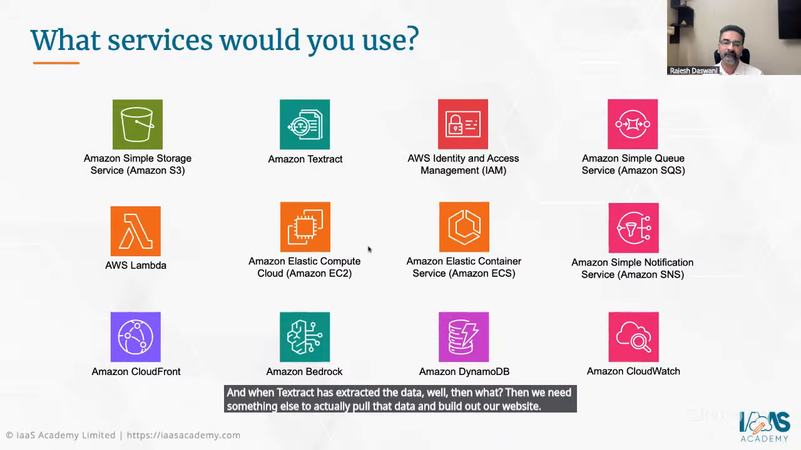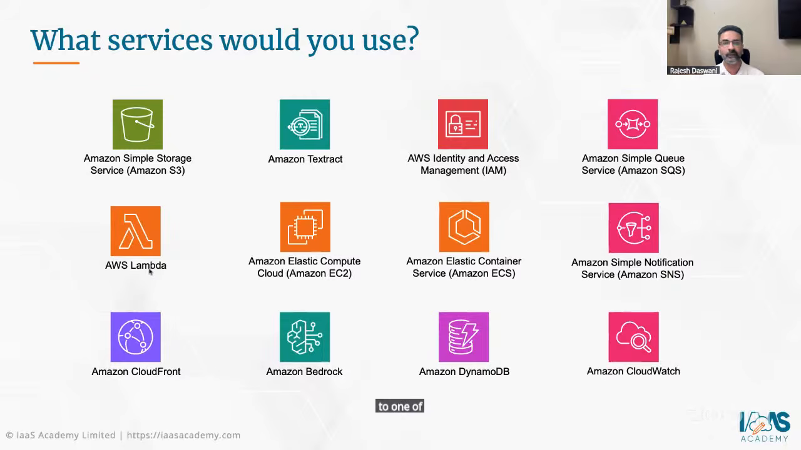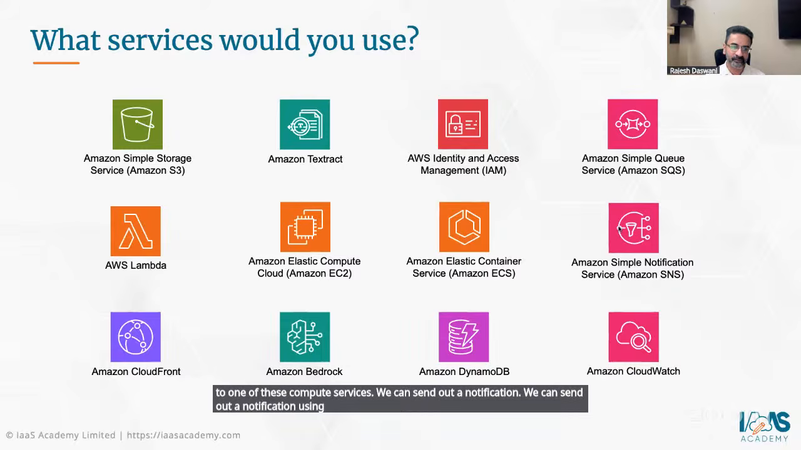So we might have an EC2 instance, an ECS container, or even a Lambda function to help us with that. But how does Textract talk to one of these compute services? We can send out a notification, using SNS, for example. Okay, so a lot of these services are going to be consumed today.